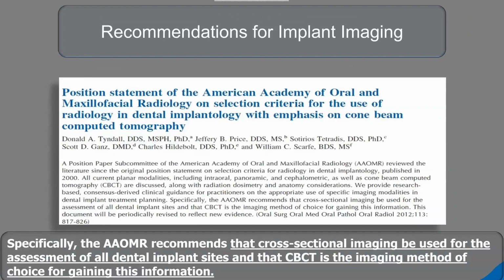So this is the recommendation. This is a joint position paper from the American Academy of Oral and Maxillofacial Radiology in conjunction with dental implantology. And it recommends that cross-sectional imaging be used for the assessment of all dental implant sites, and that cone beam CT is the imaging method of choice for gaining this information. So definitely recommend 3D imaging for implant placements.